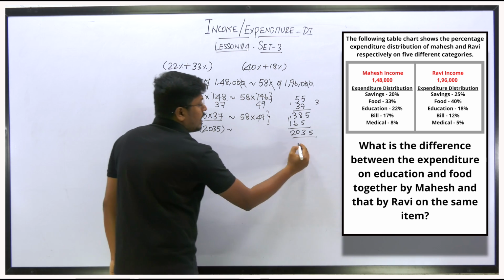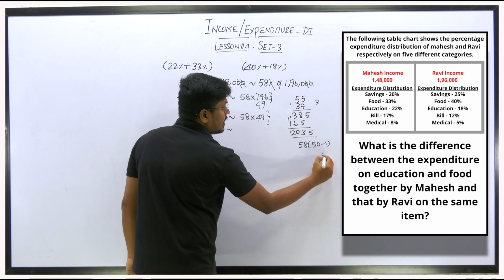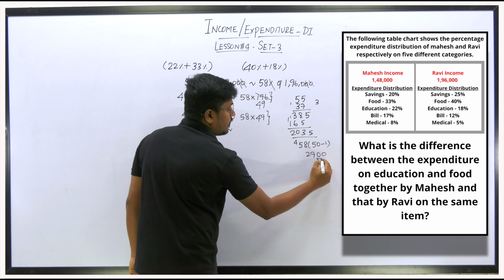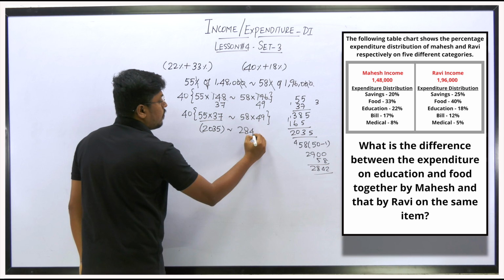Now the difference of 58 into 49. This can be written as 58 into 50 minus 1 for easy calculation, right? 8 5s are 40, remaining will be 4, 29, 58. So this becomes 2842.